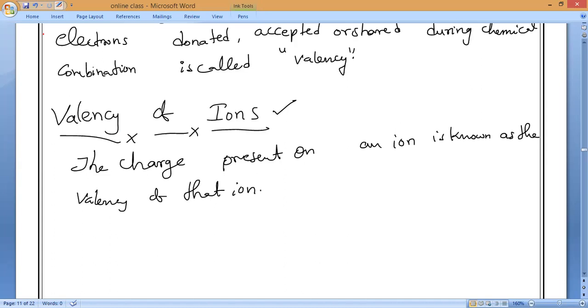Now, as we know, if only one atom is present, we call it atomicity. If 2 atoms are present, if 3 atoms are present, if 4 atoms are present, and more than 4, we call something called atomicity. Can you tell me the names, anyone?